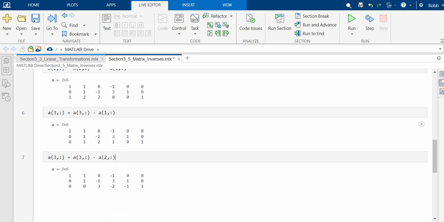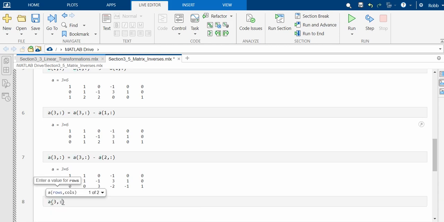Row 3 of little a is going to be equal to row 3 minus row 2. And I'm doing well here, except I have a 3 in my third column pivot position. I have a 3 there. So what am I going to do? I have to take row 3 and I have to divide row 3 by 3. Right, so I'm going to divide 3 by 3 and get a 1. Now that's going to introduce some fractions.